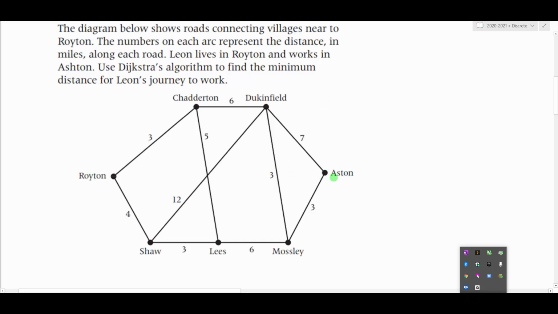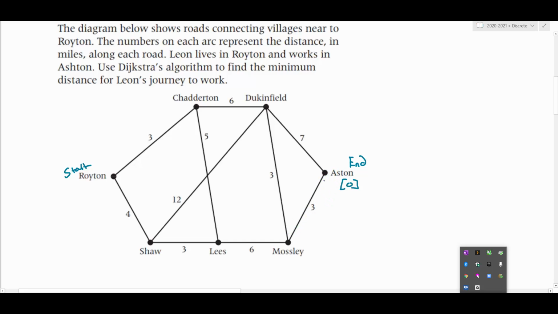So recall from yesterday, the first thing that we did was we marked the start and the end point, right? So Royton is the starting point and Aston was the end. Okay, and we always mark the end with a 0. So we always started off there. Now, once we have marked our end, we start at the end and then we analyze every edge coming into the end vertex there.